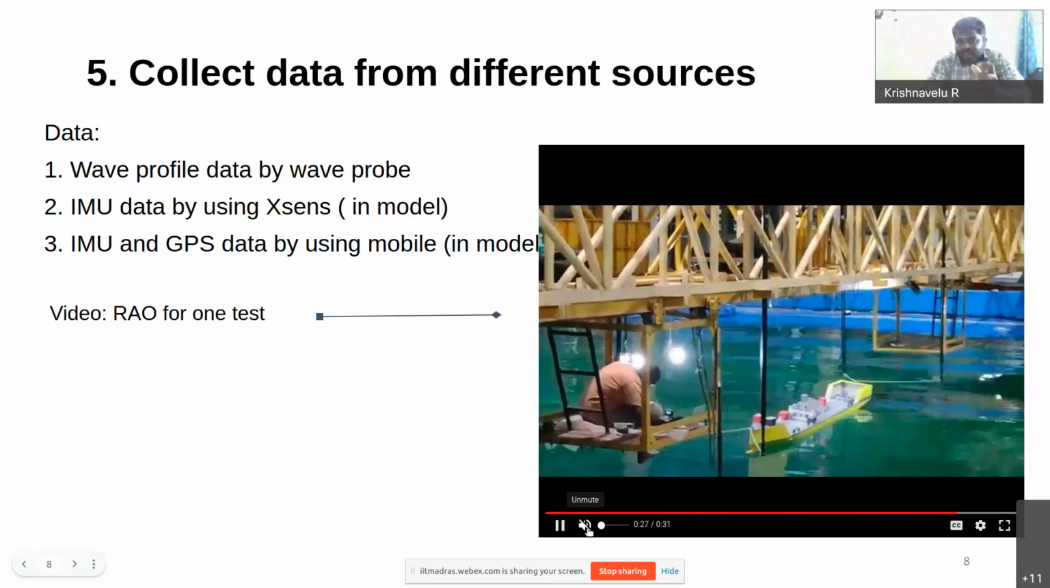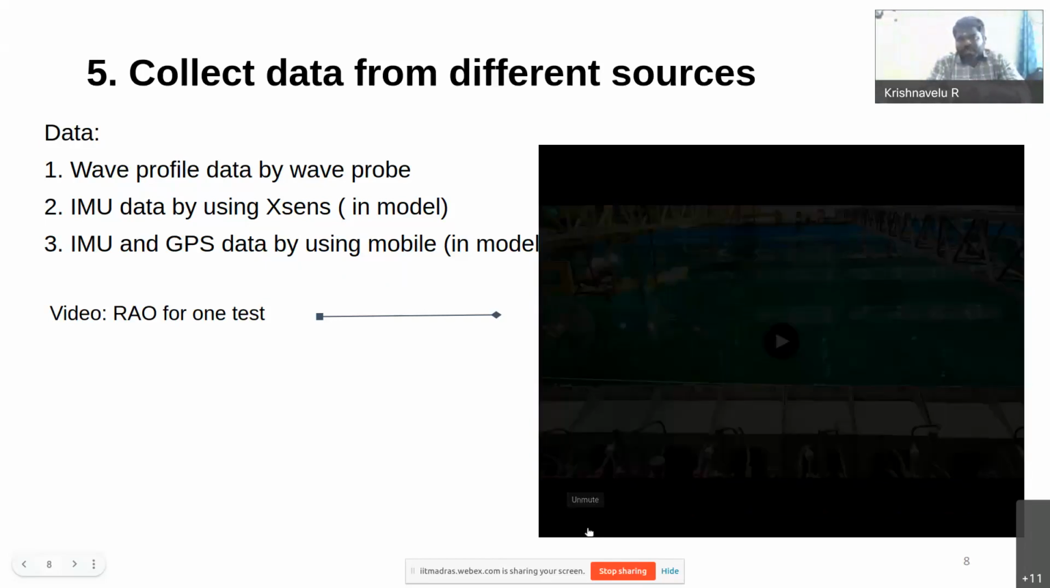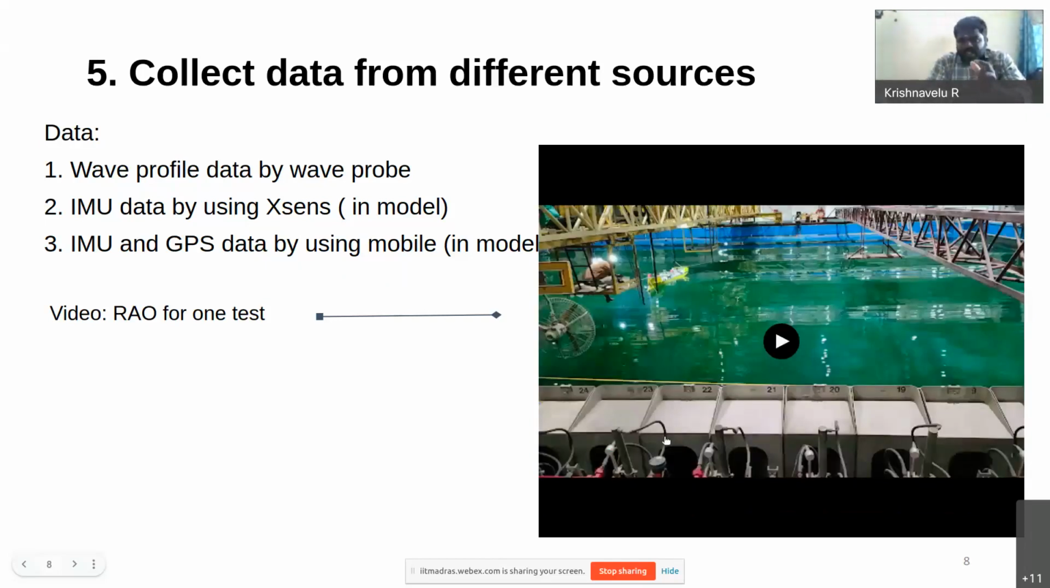Then we collect the IMU and GPS data. We can do that in two ways, one is the wave probe and the other on the phone. These two things are already inside the model, and both are helpful to collect the data, depending upon the response of the system. Then this data is used to proceed for further calculation.